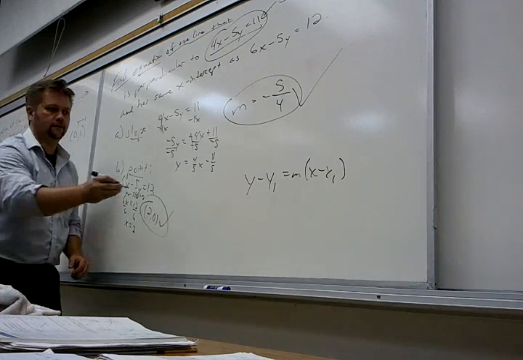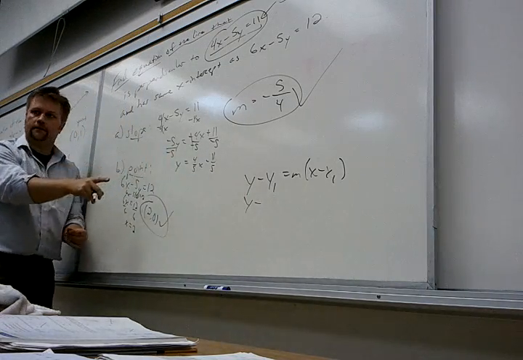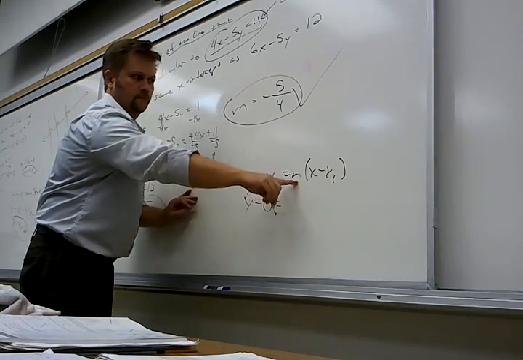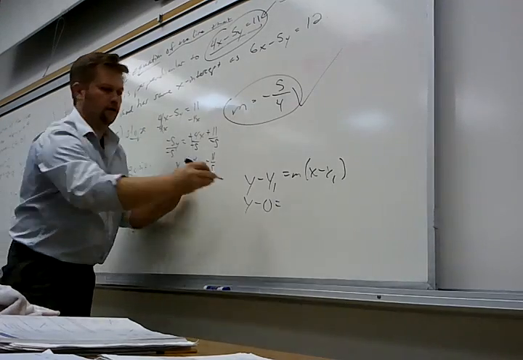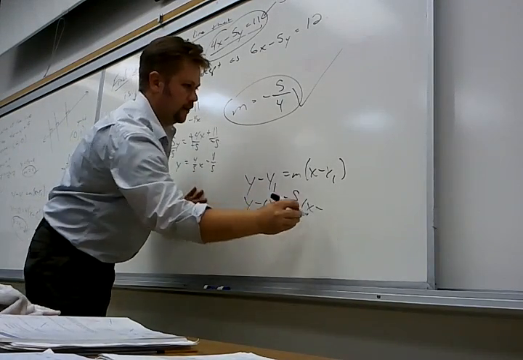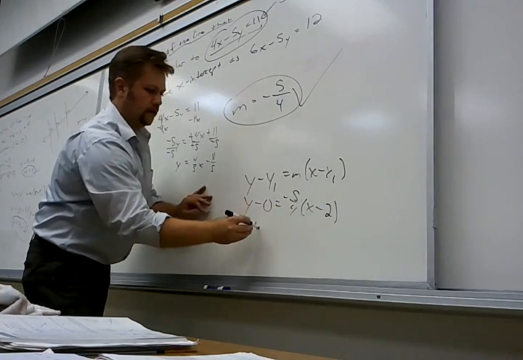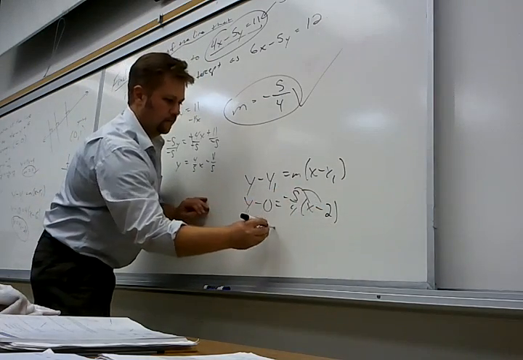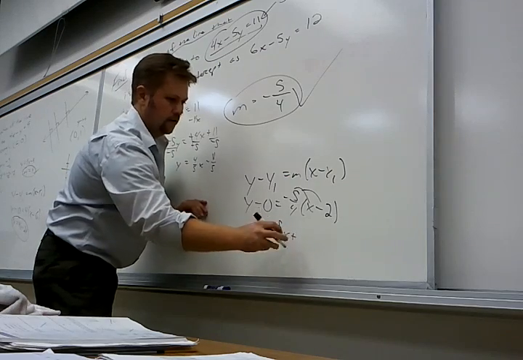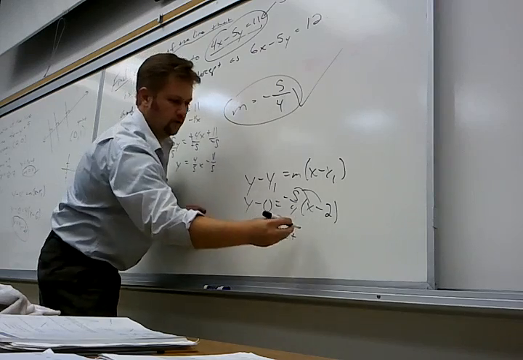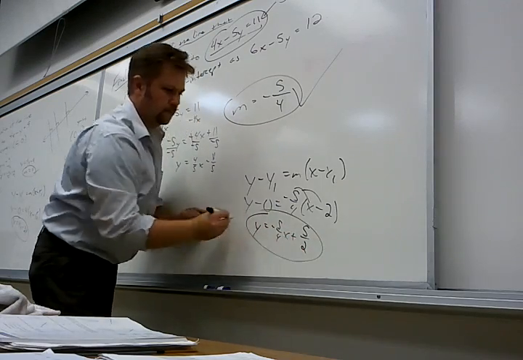Y minus what? What's the y piece? 0. What's m? Negative 5/4. That's what we figured out there. X minus 2. X minus the x piece. Cool. And I just got to clean that up. Bring this in. Negative times negative is plus. 2 cancels down the 4. The 2, so it'll be 5/2.